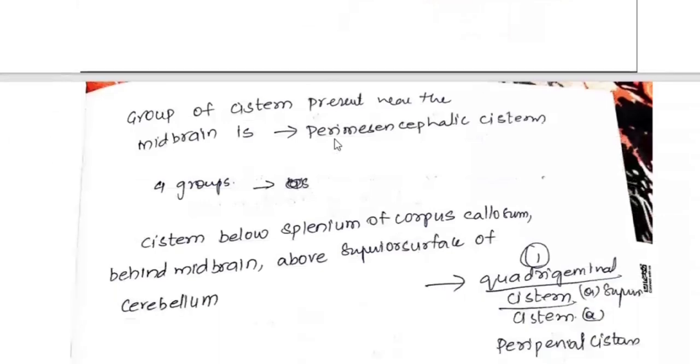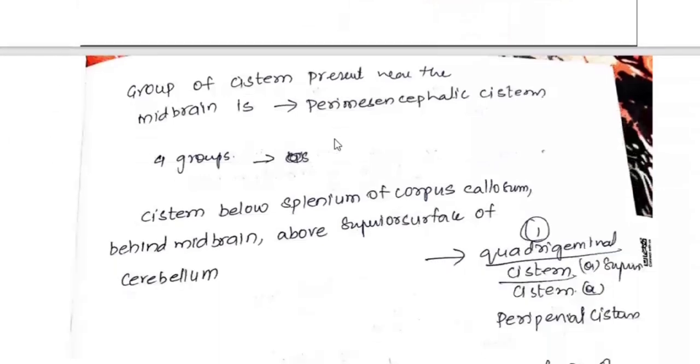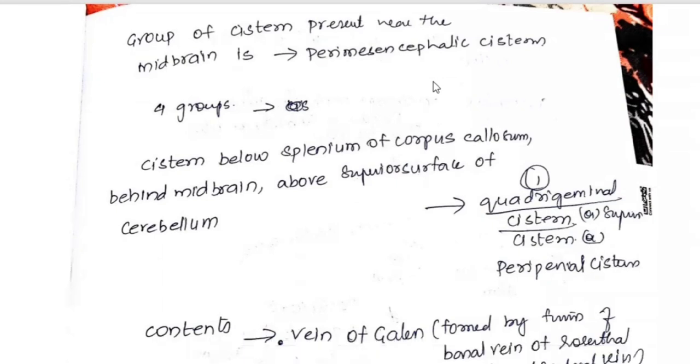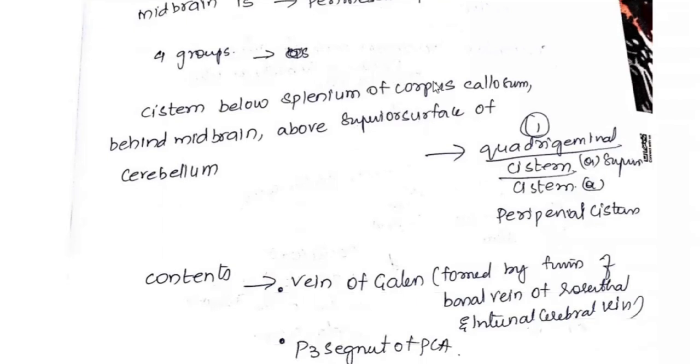Now we'll start with the perimesencephalic cistern. The perimesencephalic cistern is a group of cisterns present near the midbrain. There are three groups. Just read this definition. Perimesencephalic is a broad term that has subgroups of cisterns related to the midbrain. First, we'll start with the quadrigeminal cistern.